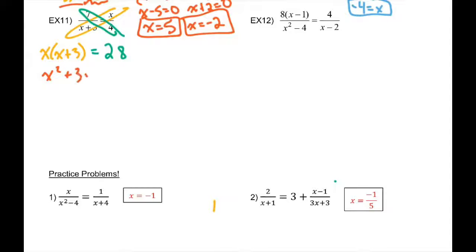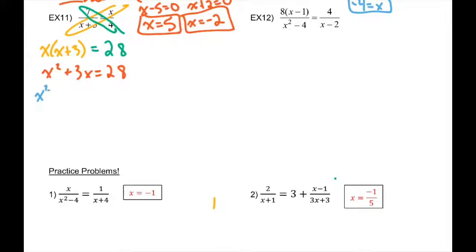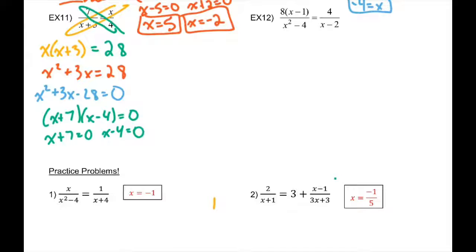So I'm going to expand this out. Because I have x squared and x and a number, I need to get everything on one side. So we're going to subtract the 28 on both sides. And then try to factor. So what two numbers can multiply to be negative 28 and add to be positive 3? That's going to be a positive 7 and a negative 4. So using my zero product property, we set both pieces equal to 0 and solve. X equals negative 7 and x equals 4.